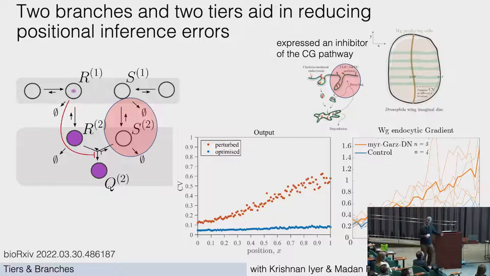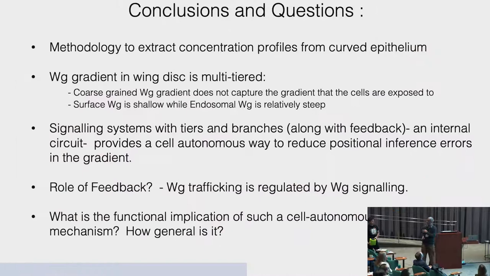if you will, as an autonomous error-reducing system by generating such a two-tier, multi-branched, multi-channel processing system. And of course, it requires feedback, which we don't know much about, and that brings me to my conclusion, because I'm getting feedback from here.